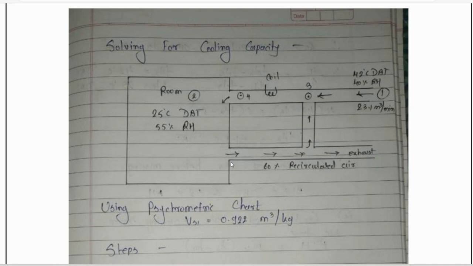Now how have we solved this? We draw one schematic diagram. From outside we are getting fresh air of 23.1 meter cube per minute, which has a dry bulb temperature of 42 degrees Celsius and 40% relative humidity, and the recirculated air is passing here. At point number 3, mixing takes place, and then the mixed air is passed through the coil. Then this cooled air is passed to the room.